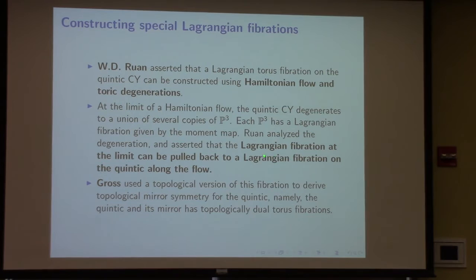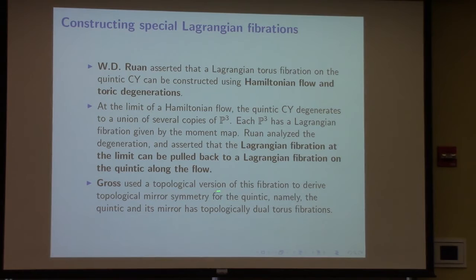And that is one of the major questions that we want to prove, that this Ruan's Lagrangian fibration can actually perturb to a special Lagrangian fibration without changing much of the topological structure there. That would be good if that's the case, but that takes non-trivial mathematical analysis to prove.